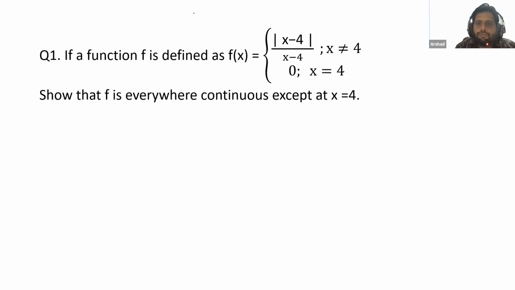Okay, so now we have this question. What we have to show here: if a function f is defined as f(x) equal to this, show that f is everywhere continuous except at x equal to 4. So you need to show that this function is continuous everywhere except at x equal to 4. Now please check the steps.